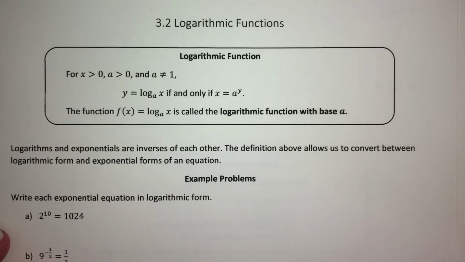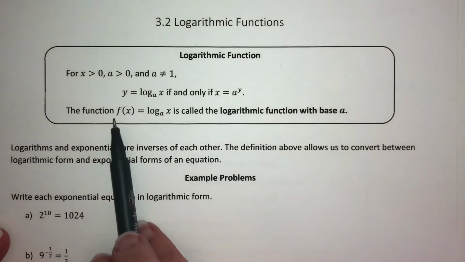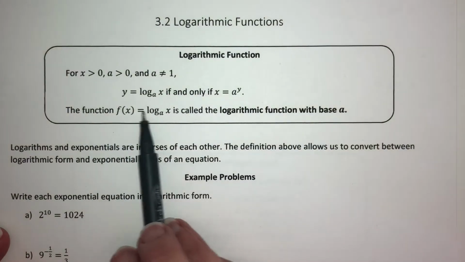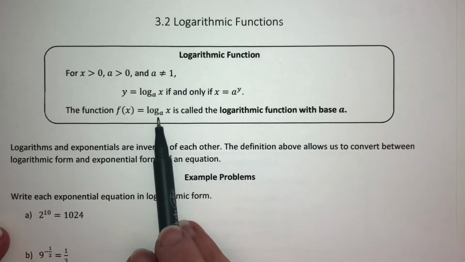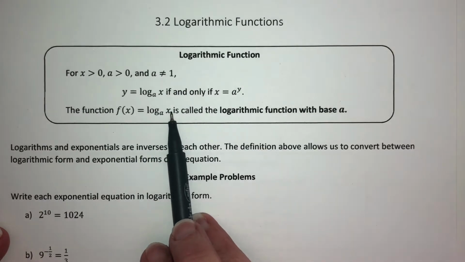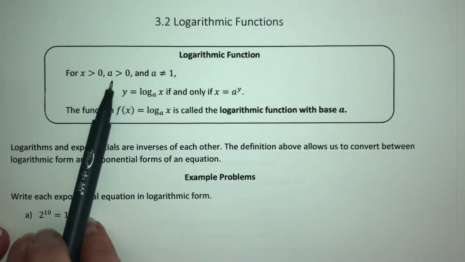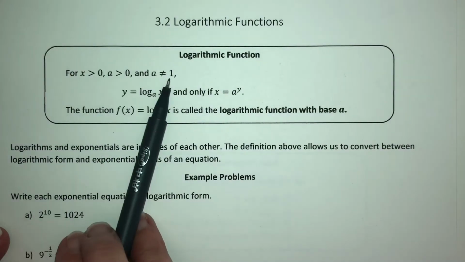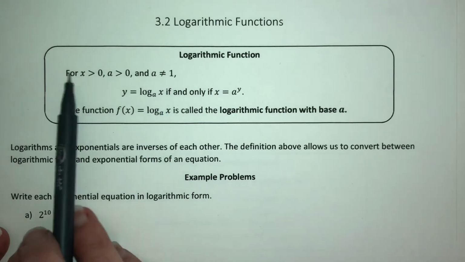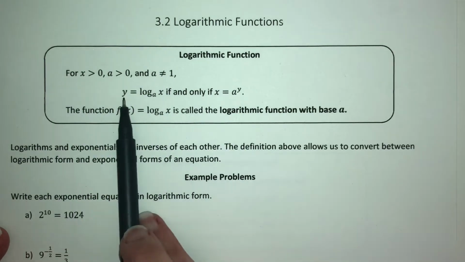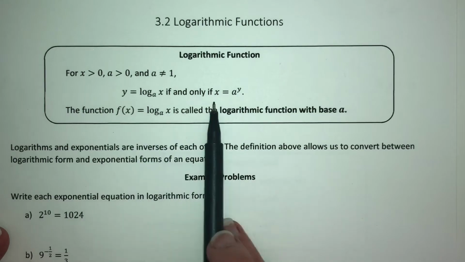This is section 3.2, logarithmic functions. So for a logarithmic function, it's going to look something like this. F of x is equal to log base a of x. X has to be greater than 0. A has to be greater than 0, and a is not allowed to equal 1. So as long as we have that, then what we have is the relationship here.